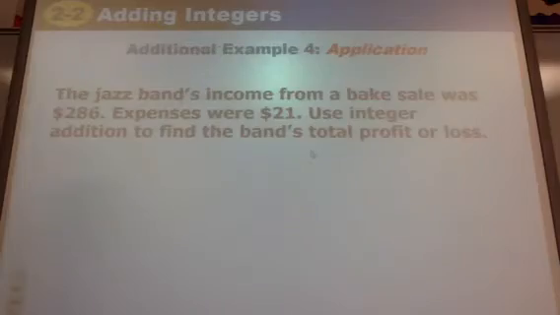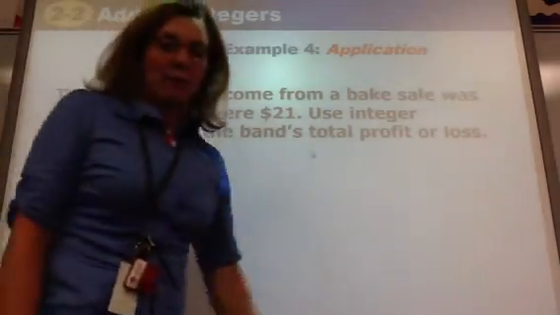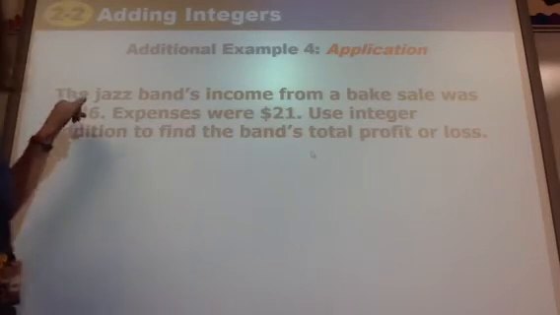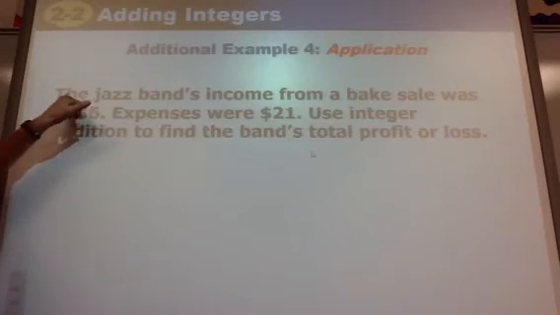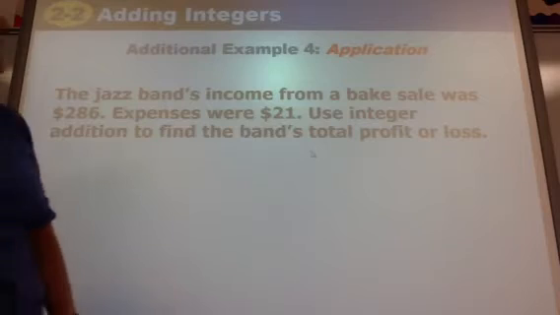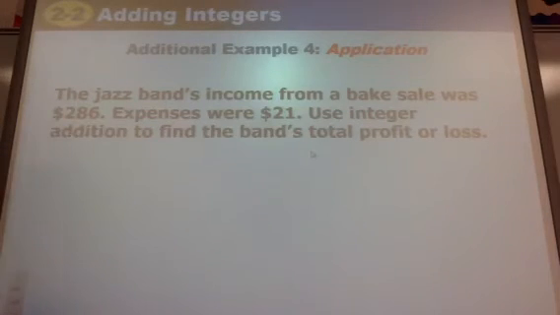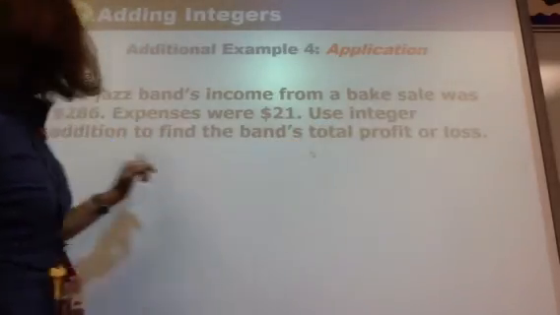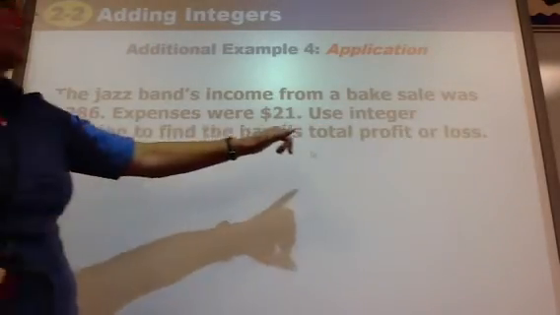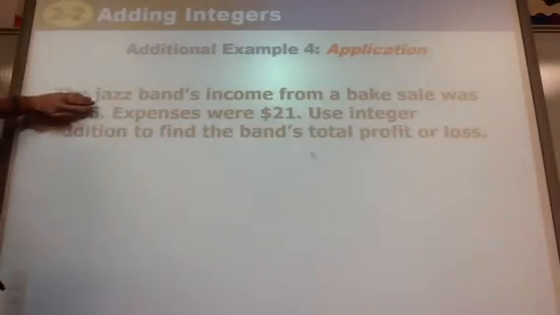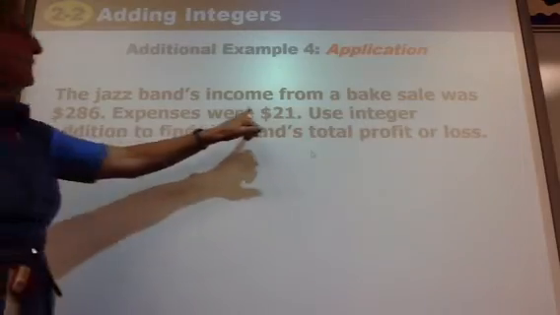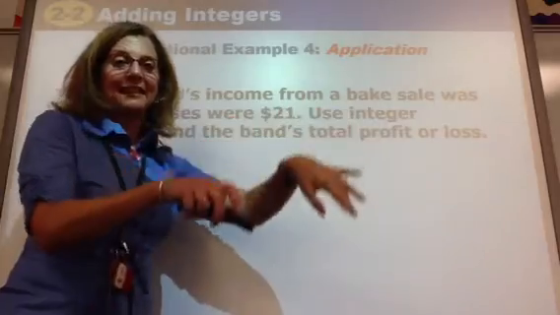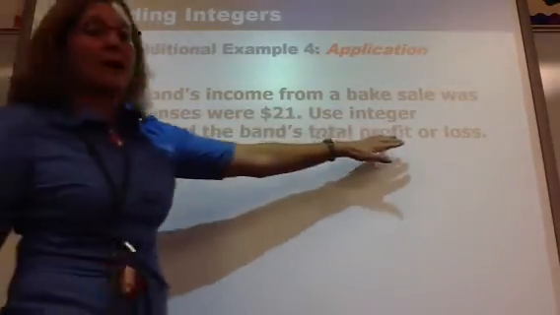All right, our last example, this is a word problem, and this is your last slide on the back of your paper. And this one says the jazz band's income for a bake sale was $286. Expenses were $21. Use integer addition to find the band's total profit or loss. Well, here's how much they made, but they have to take off their expenses. That's like the negative. Once they take that off, what's left will be their profit.